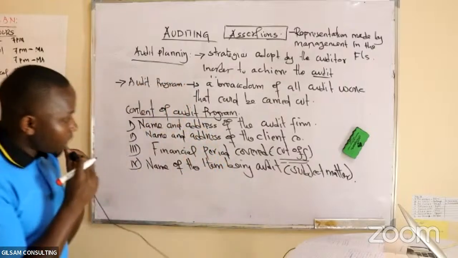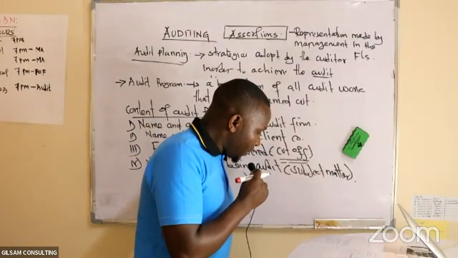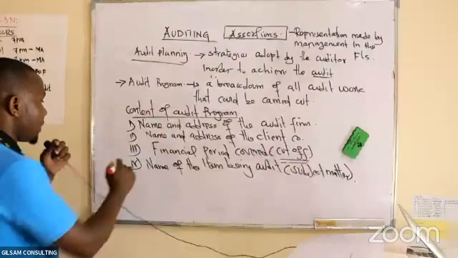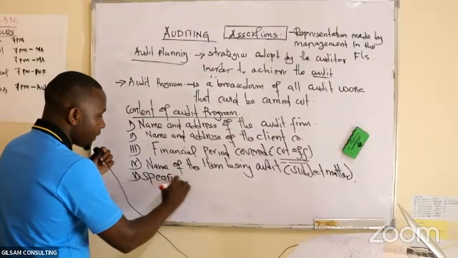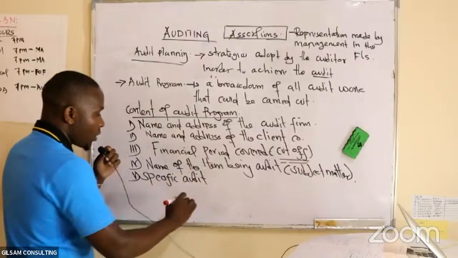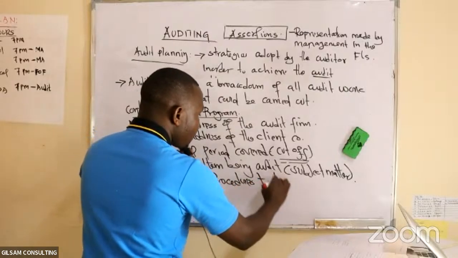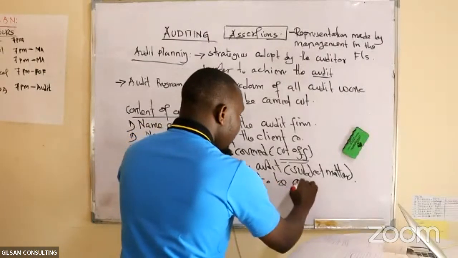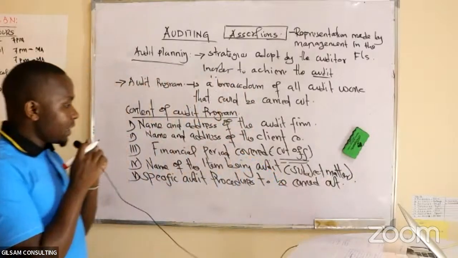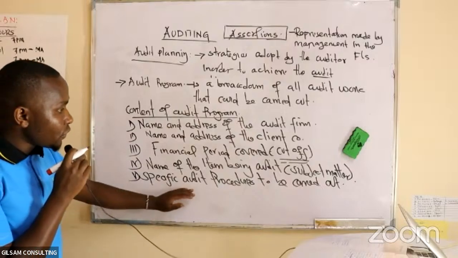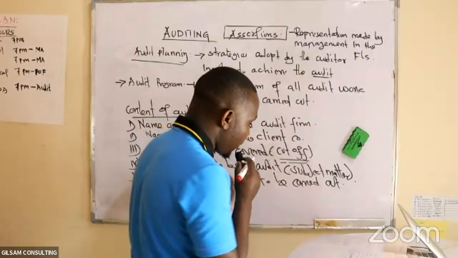And then we have another one called the specific audit procedures to be carried out. Number 5 is the specific audit procedures to be carried out. So we also need to know the audit procedures we are going to use. And then the audit objective.